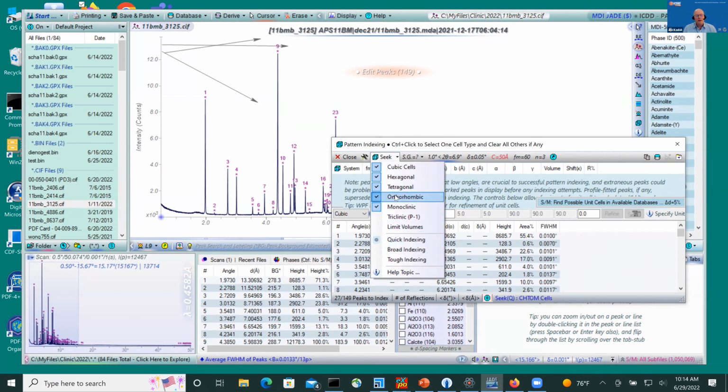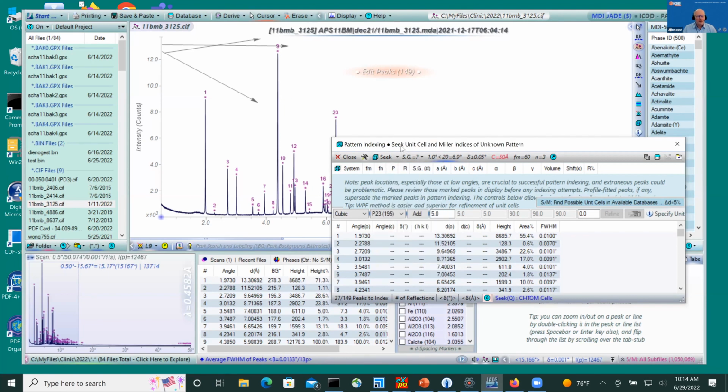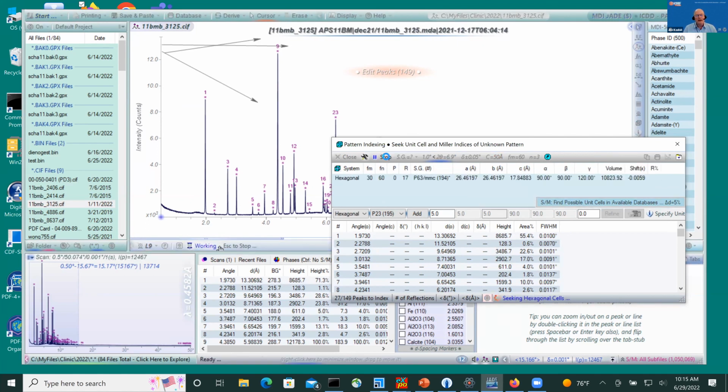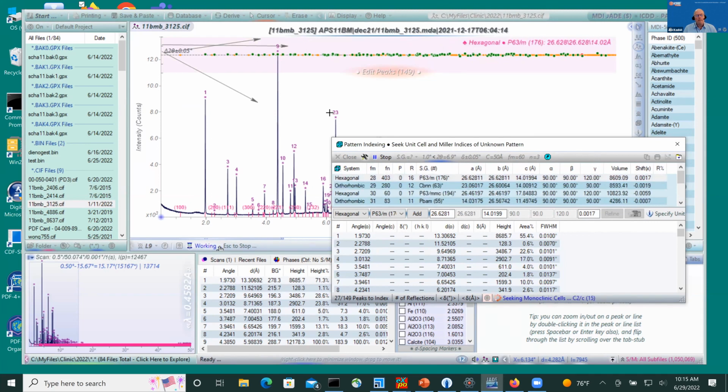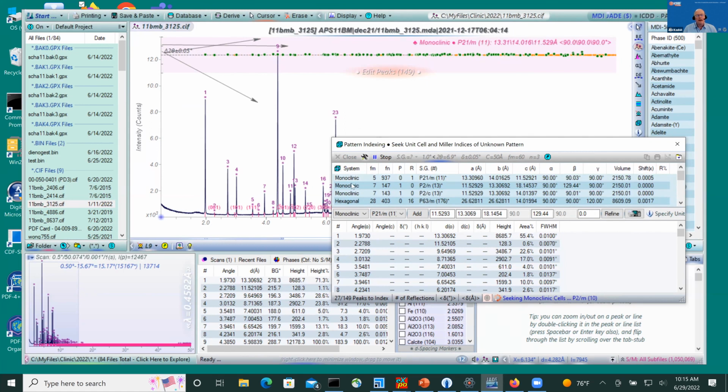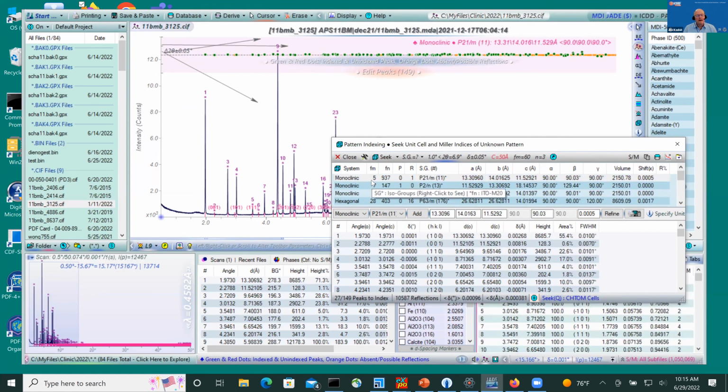For orthorhombic and above, JADE uses its own algorithm, which I conclude is kind of a Treor-like algorithm, but perhaps the guys can correct me on that. But for monoclinic and triclinic, they use the ITO algorithm, a different way of doing it. But in this case, I'm just going to hit seek and let it run for a few seconds. It has come up with a monoclinic unit cell, with a very good figure of merit in JADE's figure of merit, a really good Smith-Snyder figure of merit, and no unindexed peaks.